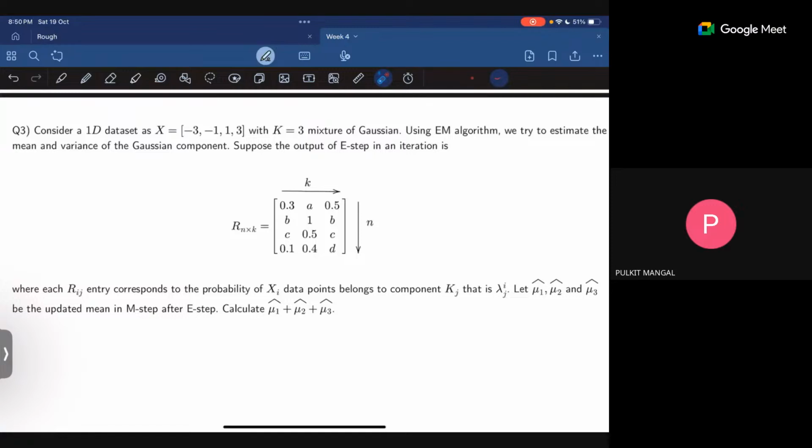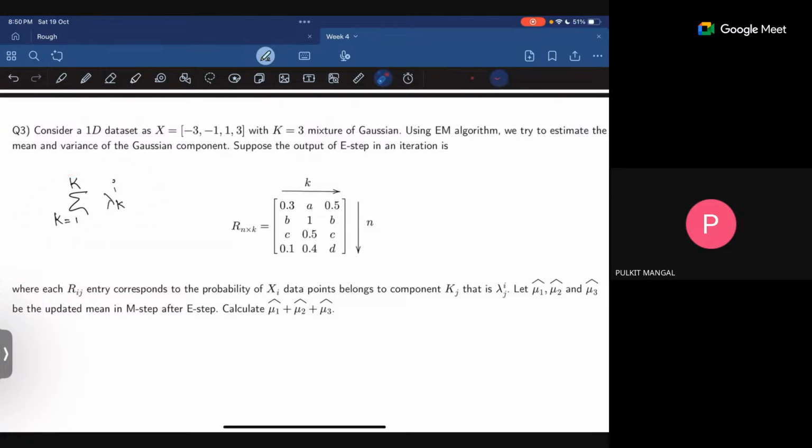First of all, how are you going to find these missing values a, b, c, and d? Can anybody tell me the value of a here? 0.2, sir. 0.2, yeah, correct. And how did you find it? Summation equal to 1, sir. Okay, we know this fact that the summation from k equal to 1 to k of lambda ik would be 1.